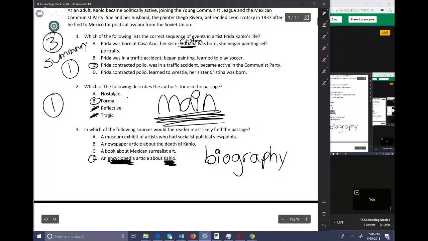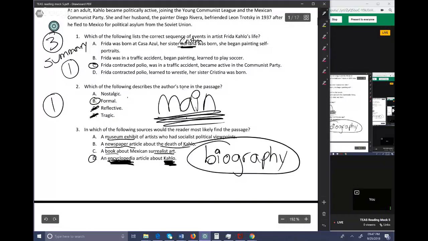This is definitely not a newspaper article about her death, because if it was, that's what it would be talking about. This is not about her death. It's definitely not a museum exhibit, because it's not about her art, it's about her. And then this says a book about art. Again, this is not focused on her art, it's focused on her life story.